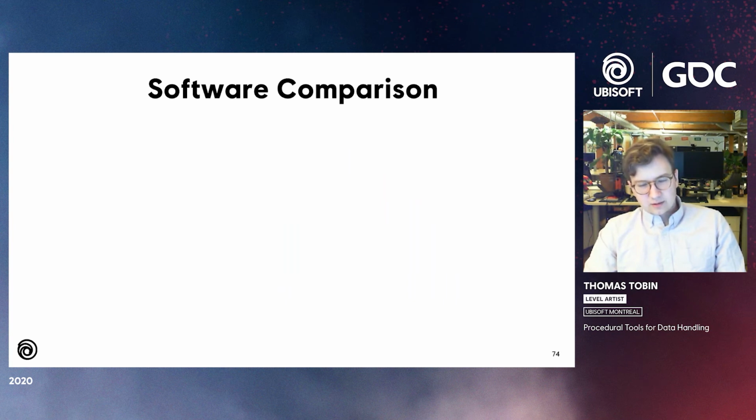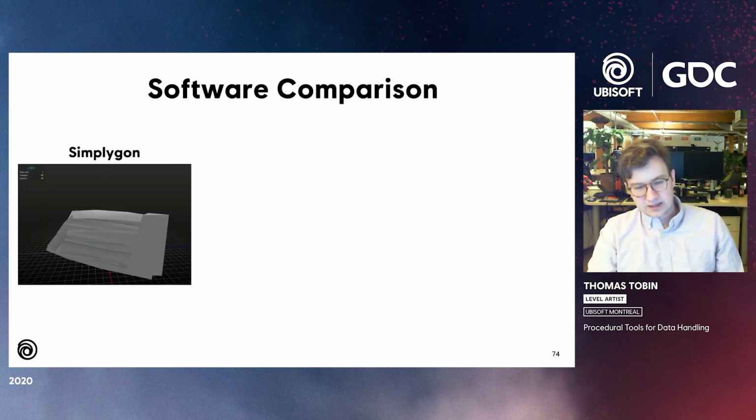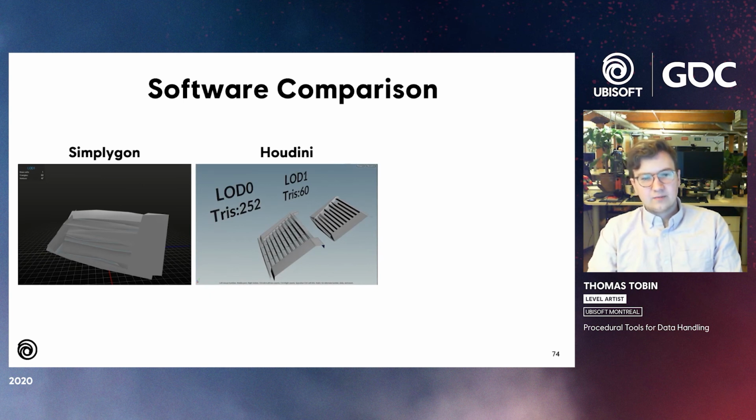So let's look at the comparison within actual different softwares. Within Ubisoft, we use SimplyGone a lot. However, if you take a staircase, for example, and you bring it in and you set it to a very low poly count, it will completely destroy the mesh. If we say, again, this is the source asset on the left, which is 252 polygons, and set it to the exact same poly count as SimplyGone, it's closer, but we still have holes, and I don't know if you can see that or not.